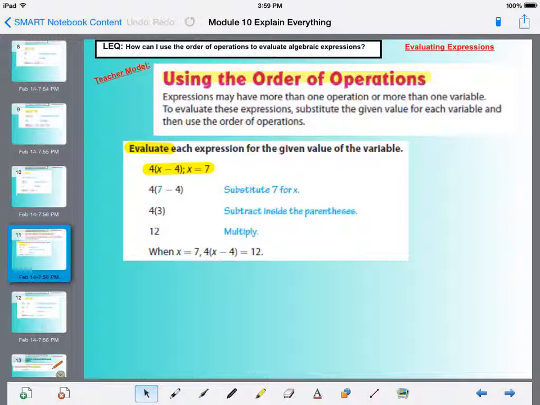Now, when asked to evaluate expressions using the order of operations, we want to make sure that we remember our parentheses come first. So in this case, 4 times (x minus 4) when x equals 7. I'm going to plug in 7 for x, but I'm going to do what's in the parentheses first. So I'm going to do the 7 minus 4 first, and that equals 3. Then I'm going to multiply that by 4, and when x equals 7, 4 times (x minus 4) equals 12.